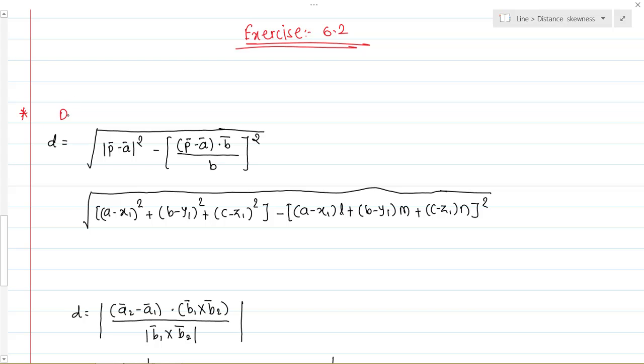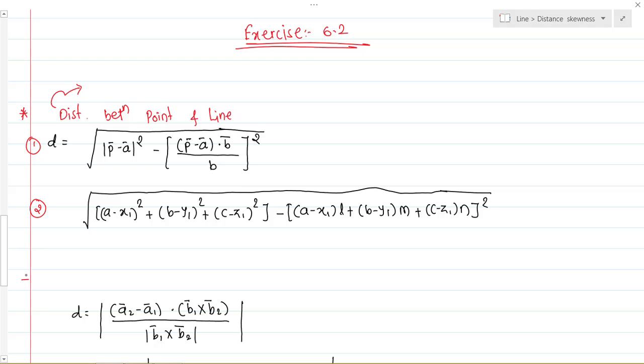Okay, so this is nothing but the distance between the point and line. Okay, so the distance between the point and line, if they have given the point and the line, then we can make use of these two formulas. Okay, so distance means what? It's the shortest distance, which is always a perpendicular distance.